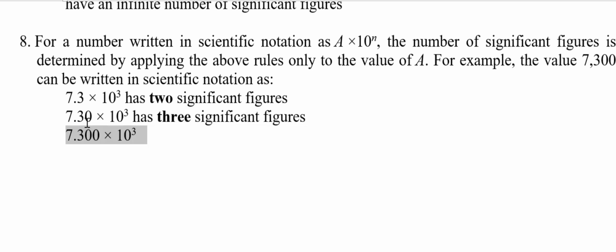The last one is this one. So we have 1, 2, 3, 4 significant figures. So that's how we establish the number of significant figures in a number, or the number of significant digits in a number. Thank you.